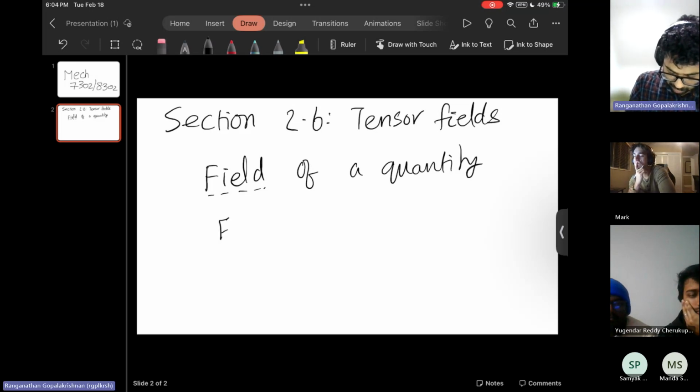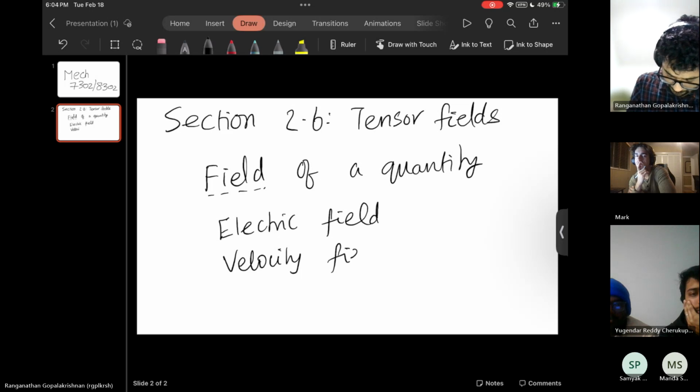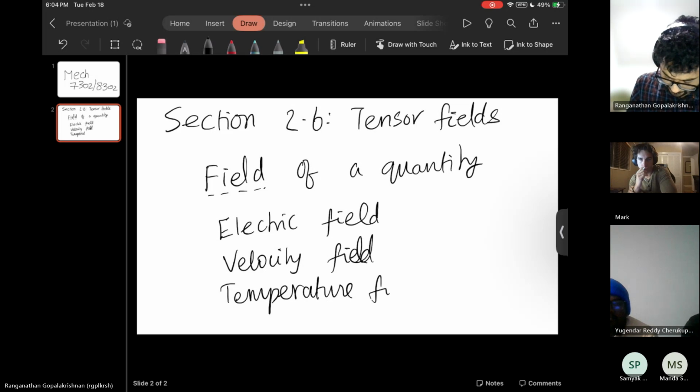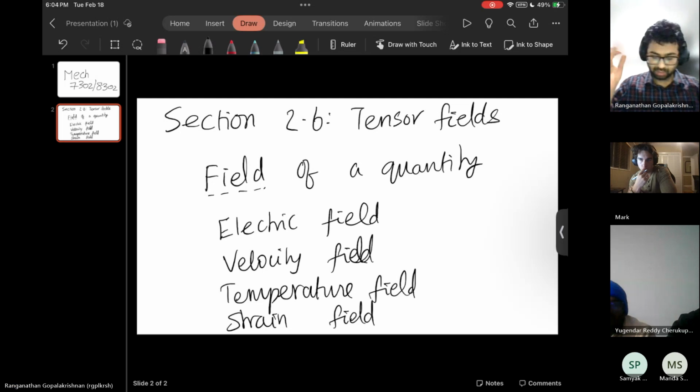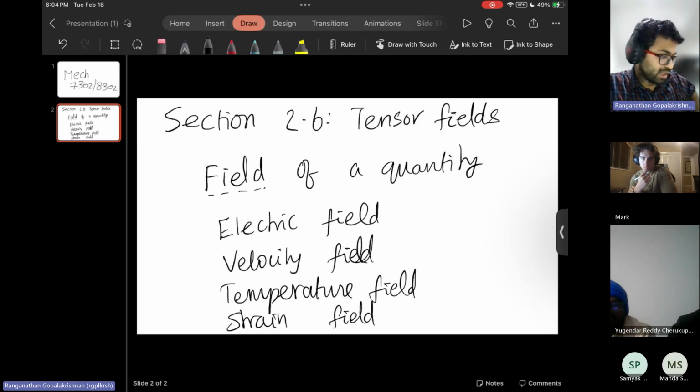Some of the common usages: electric field, velocity field, temperature field, strain field. So when I say this, what can you say to explain that terminology?